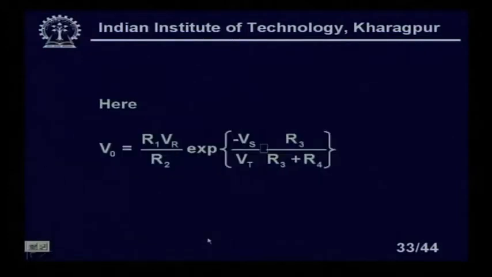So, if we make the circuit analysis, I can write that V0 equals R1 into Vr by R2 times exponential of minus Vs by Vt into R3 plus R4, right. So, you can see this one, this is a negative logarithmic of the input. So, obviously this is the anti-logarithmic amplifier.